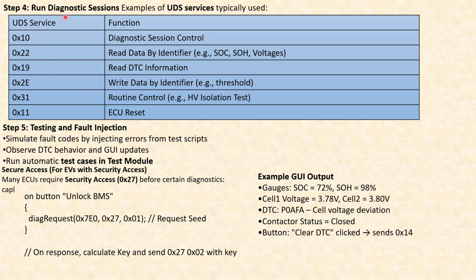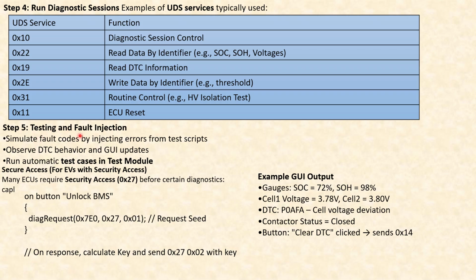Next, once the logic is implemented, you run the diagnostic session. Example of UDS services typically used: 0x10 for diagnostic session control, 0x22 read data by identifier, 0x19 read DTC information, 0x2E write data by identifier, and 0x31 routine control, which I touched upon in the previous slide, and 0x11, that is ECU reset. So these are the step-by-step sessions that are used in a typical development of the interface.